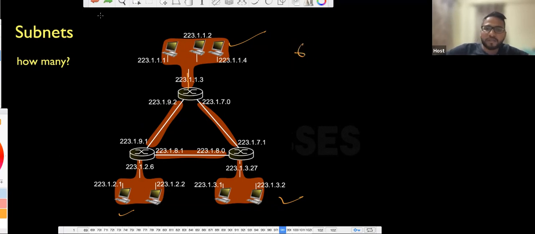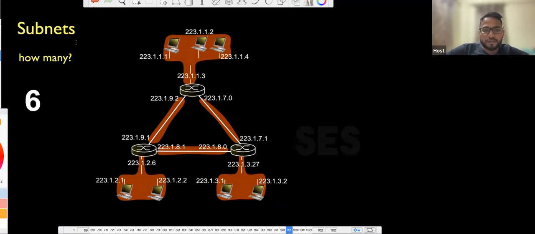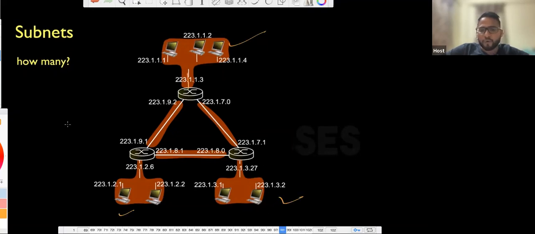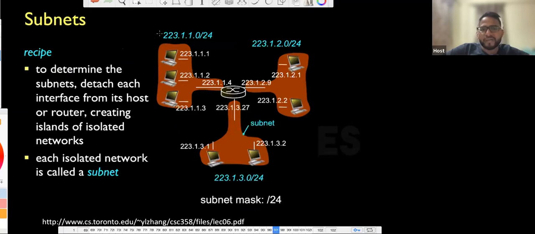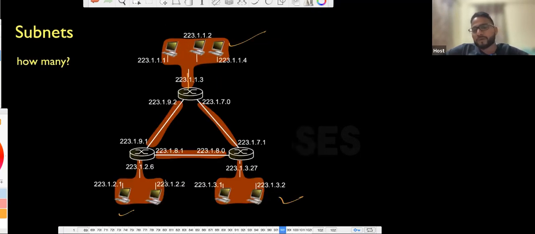So how many subnets are there? There are 6 total subnets. The answer is 6, right? This image I have copied from Kurose. You can find it in Kurose, or maybe any university. I have copied from Toronto, a very reputed university, Toronto University. Actually, that concept is given in Kurose, so you can go to Kurose also.